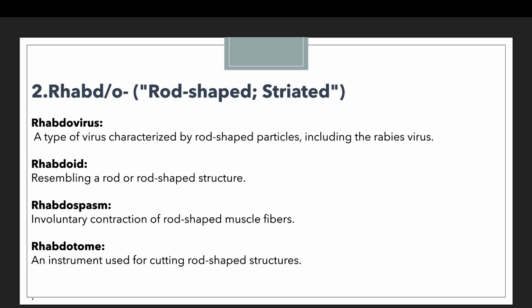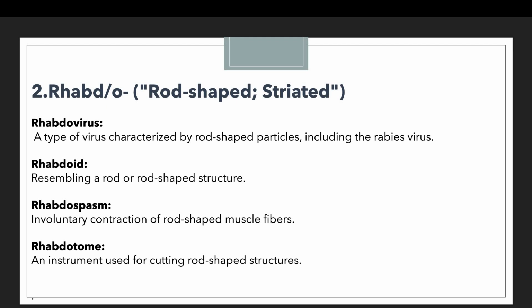Okay, in the previous prefix we used the terminology kypho, which is used to denote the humped structure, and now we are using the rhabdo prefix, which is used to showcase something as a rod shaped structure or straightened. Okay, so let's look at all the examples here.